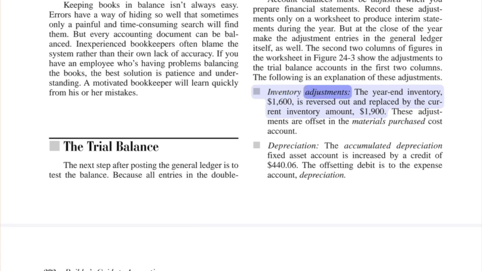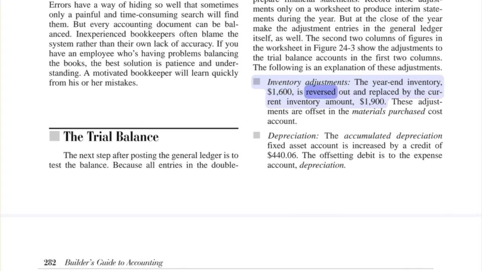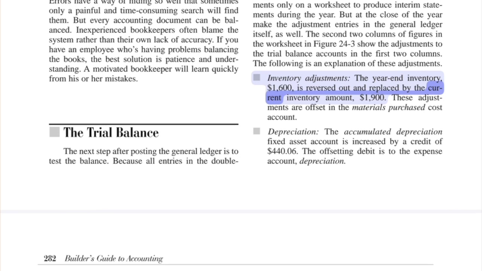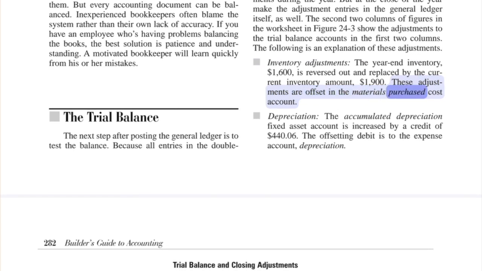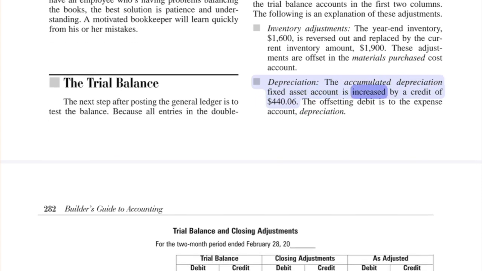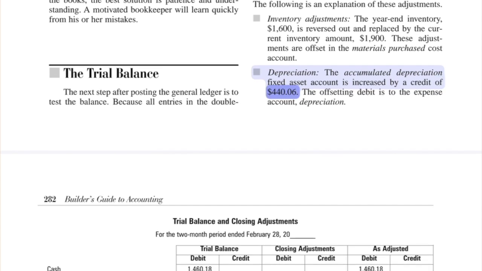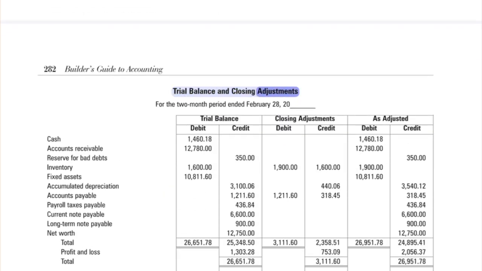Inventory adjustments. The year-end inventory, $1,600, is reversed out and replaced by the current inventory amount, $1,900. These adjustments are offset in the materials purchase cost account. Depreciation. The accumulated depreciation fixed asset account is increased by a credit of $440.06. The offsetting debit is to the expense account, depreciation.